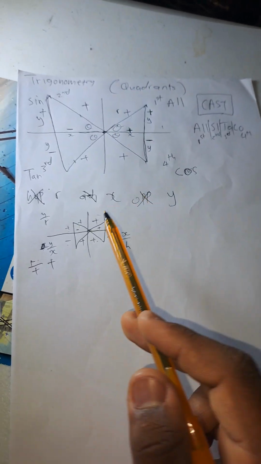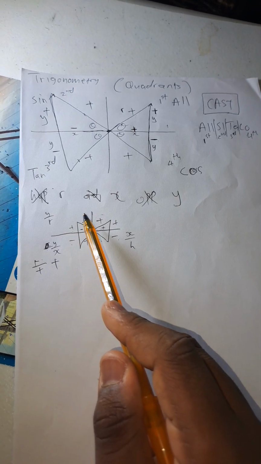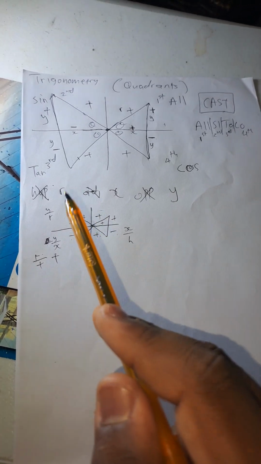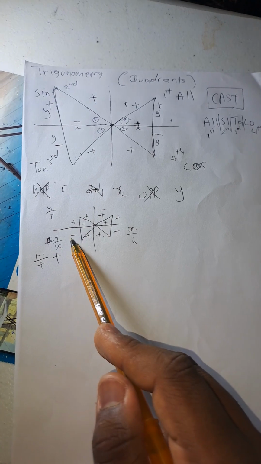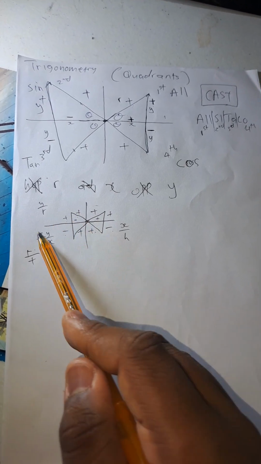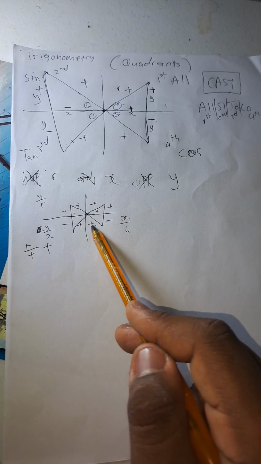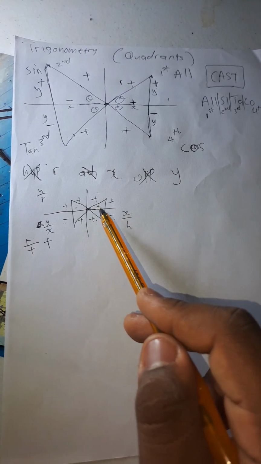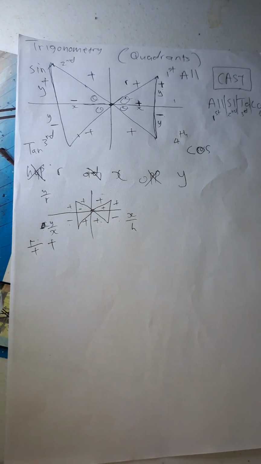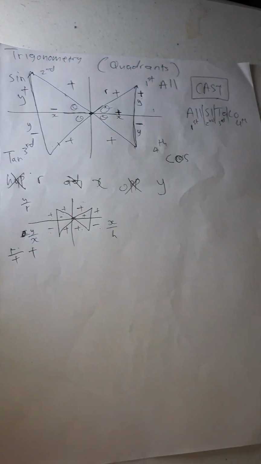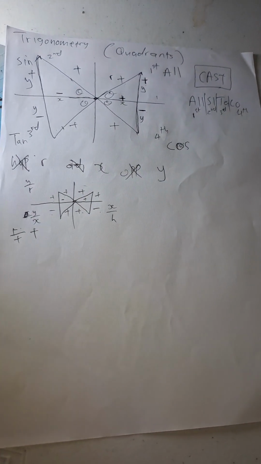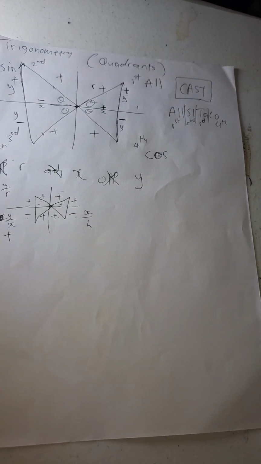The reason why we are saying that, check. Sin is opposite over hypotenuse, positive, positive. Tan is opposite over adjacent, negative, negative, and negative and negative make positive. Cos is adjacent over hypotenuse, everything is positive for cos, and everything is positive on the first quadrant, you see. So that's how it rolls. That's how it is, guys.